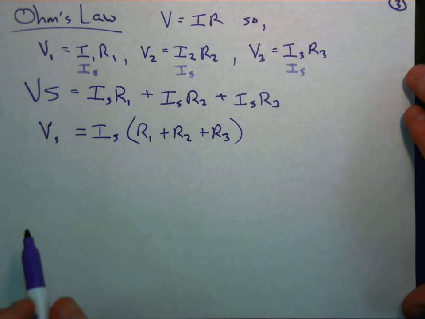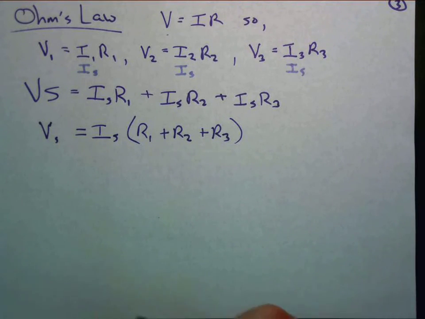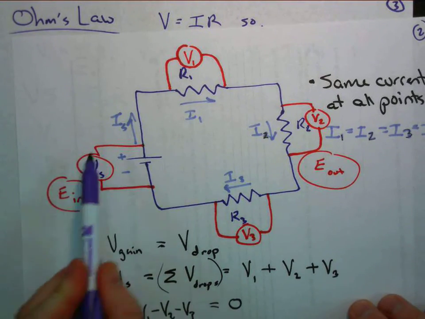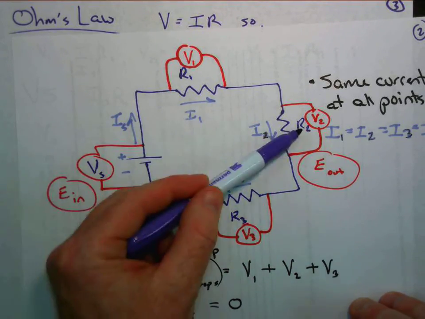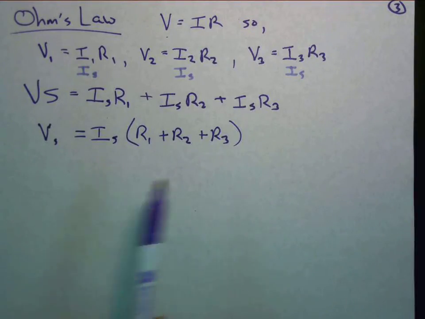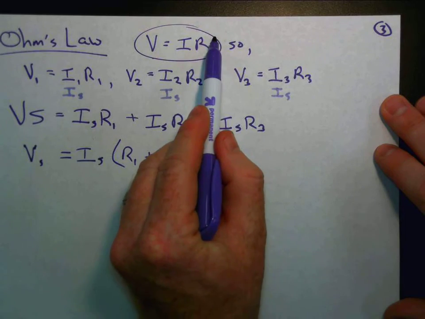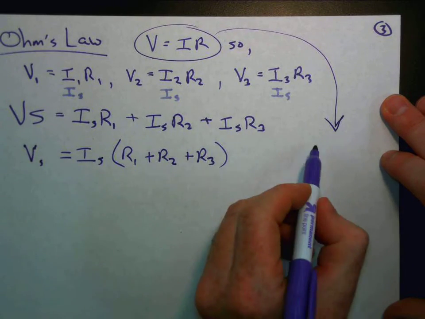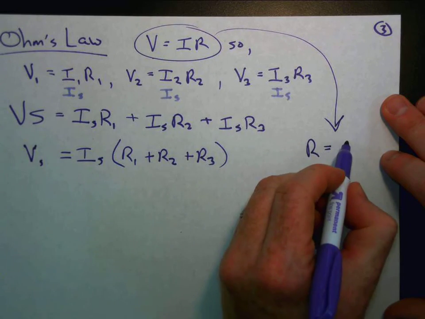And now, what I'm looking for is a way to describe the equivalent resistance. Remember, I was looking at this. I have a voltage of the source, a current of the source. What is the resistance of the whole circuit? How are we combining R1 and R2 and R3? You might already see the writing on the wall here. Remember that from Ohm's law, I can rewrite this guy as resistance equals what? Equals voltage divided by current.